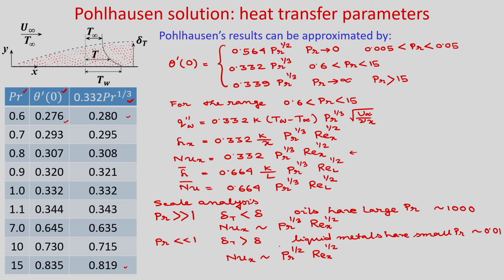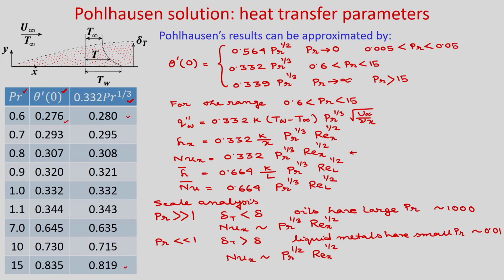So, you can see the power of Prandtl number for high Prandtl number fluids is 1 by 3, and for low Prandtl number fluids, the power of Prandtl number is half. That we have already found from the scale analysis, and from this numerical solution you can see that for low Prandtl number fluids, as Prandtl number tends to 0, theta prime 0 is 0.564 Prandtl number to the power half. So, the local Nusselt number for low Prandtl number fluids, Nusselt number x, you can write as 0.564 Prandtl number to the power half Re x to the power half.